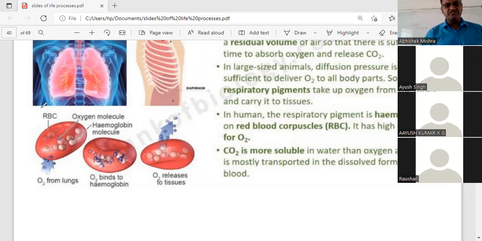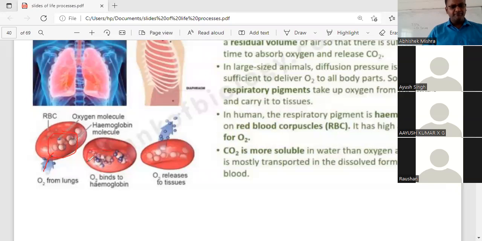Why is the red blood corpuscle red? Students, through the chat box, you give me the reply. Why is the RBC red? Quickly, give me the reply. Okay, due to the presence of hemoglobin. Well said. Now you see, within the lung, oxygen combines with the hemoglobin molecule. That is called oxyhemoglobin. And in this form, it is carried to the tissue.